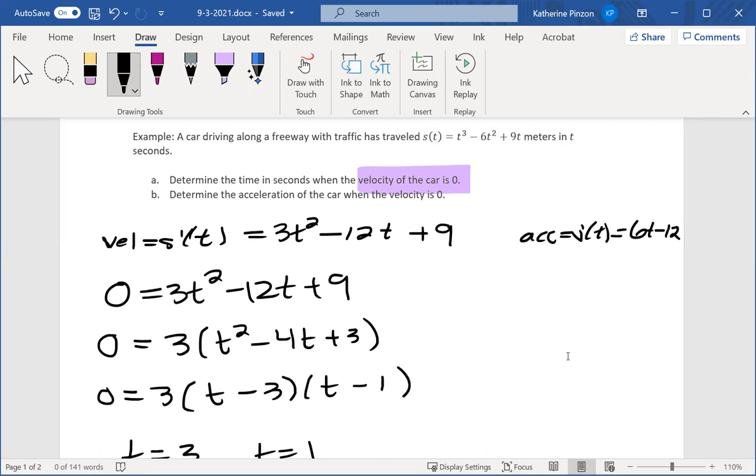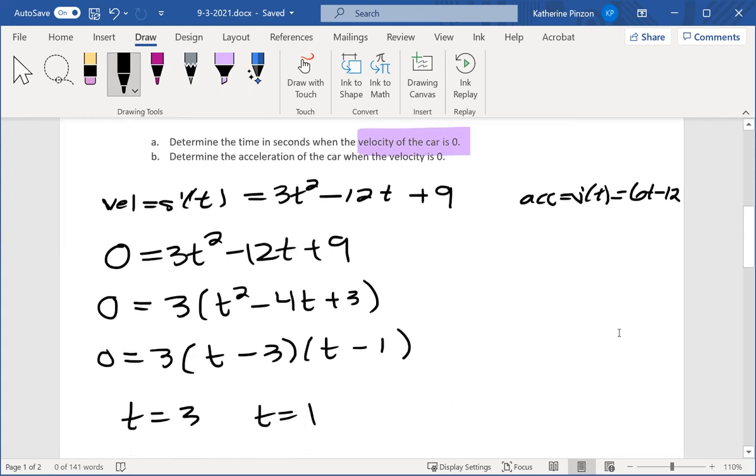So I set it equal to 0. If you don't like factoring, don't try to learn it now. Go ahead and use the quadratic formula and solve that. Or put it in Desmos and see where the zeros are on the x-axis. Any of those methods work. Okay, so there are 2 times when the velocity of the car is 0, at t equals 1 second and at t equals 3 seconds.